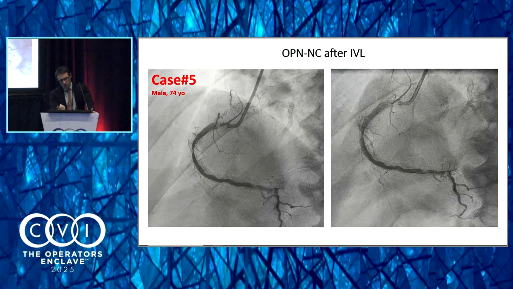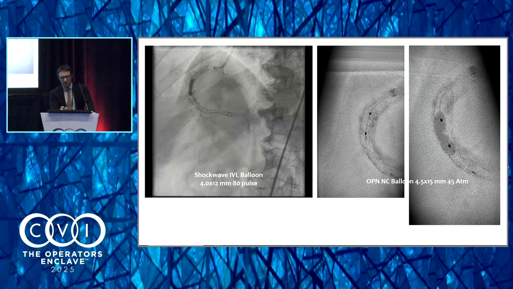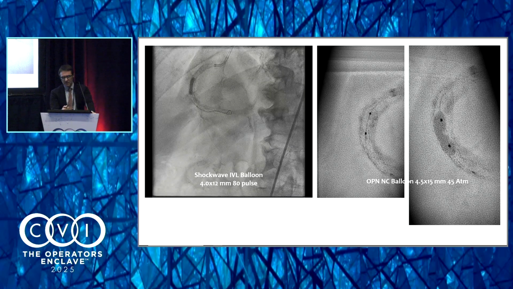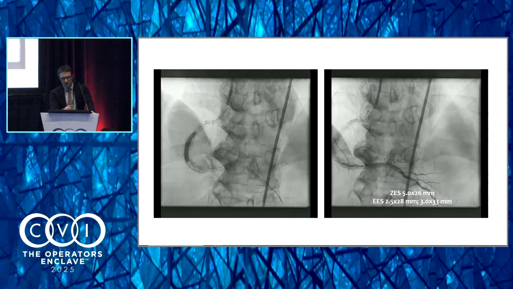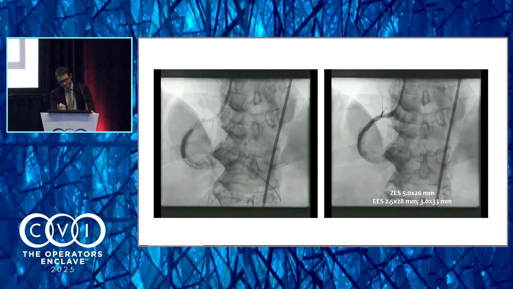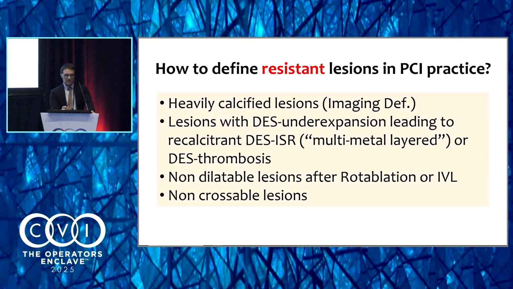So this is another case in combination, IVL and rotablator, a heavily calcified lesion with many stent layers there. So we decided to use everything we got. In this case, IVL and rotablator. This is the shockwave balloon, which quite opened the artery, and this is an OPN NC balloon that completed the expansion of the artery. And after 2 stents, you can appreciate how much calcium is around this coronary artery. An extreme case.